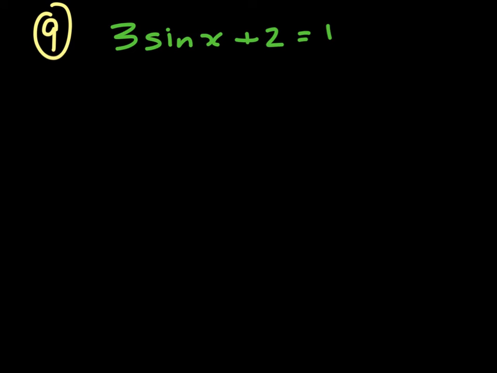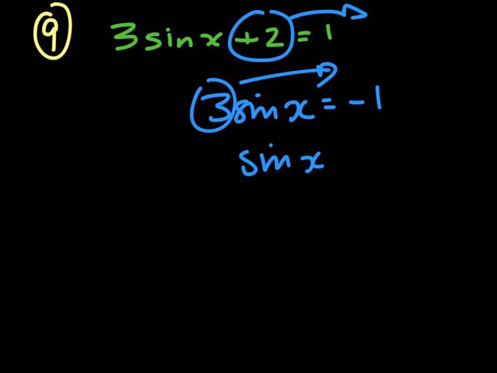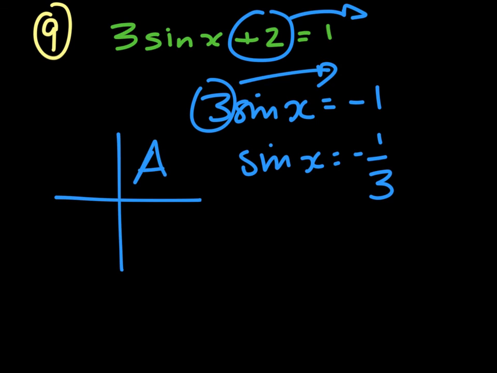Question 9, wee trig equation. Take the positive 2 over, so 3 sine x equals negative 1. Take the 3 over, so sine x equals negative 1 over 3. Do your all sine tan cos. Tick the boxes that you're looking for, get your 2 answers.